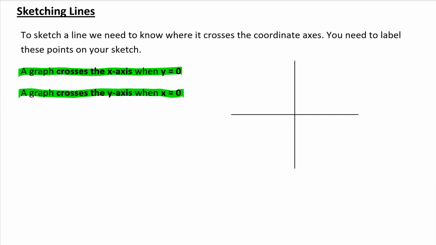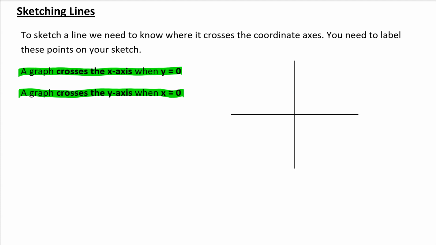Now, when we sketch a graph, we should always, if we can, show where it crosses the x and the y-axis. When we're sketching lines, they're pretty much always going to cross the x and the y-axis, unless, of course, they are parallel to the x-axis or parallel to the y-axis. Two really important things to note here: how do we find out where it crosses the x-axis, and how do we find out where it crosses the y-axis.